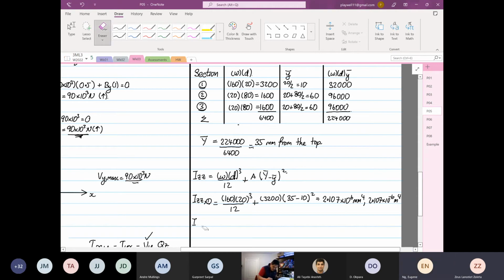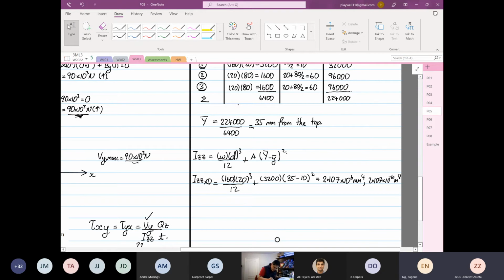I'll do IZZ2 by just looking at the table. So IZZ2 is also equal to IZZ3. They have the same geometry. The individual section is the same.